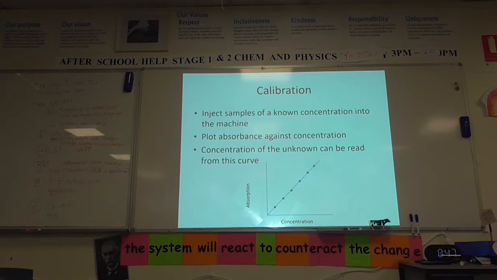And then you test your unknown sample, which will have some kind of absorbance. And you go, okay, there's the absorbance. We go across, and then you go straight down, and you've got the concentration.